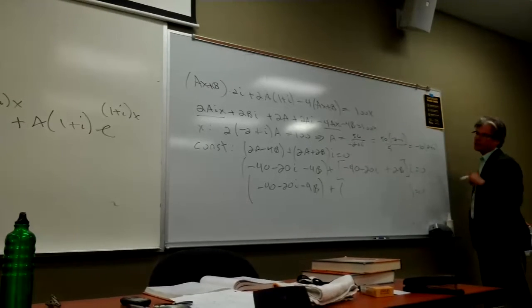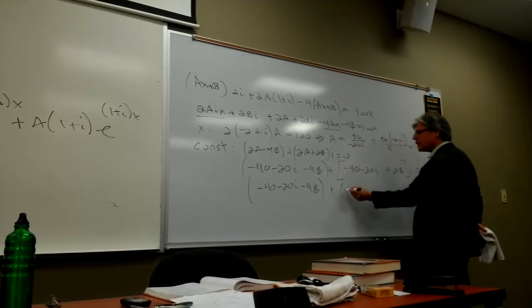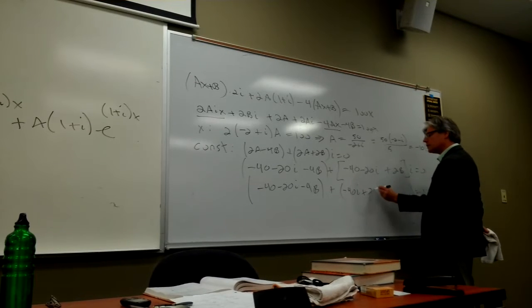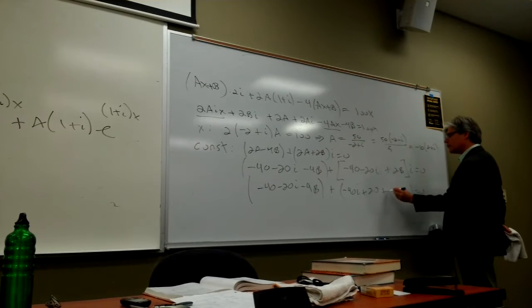And I think when I distribute the i, it becomes this. Is that a negative 4i? Is that a plus 20? And then plus a 2ib.